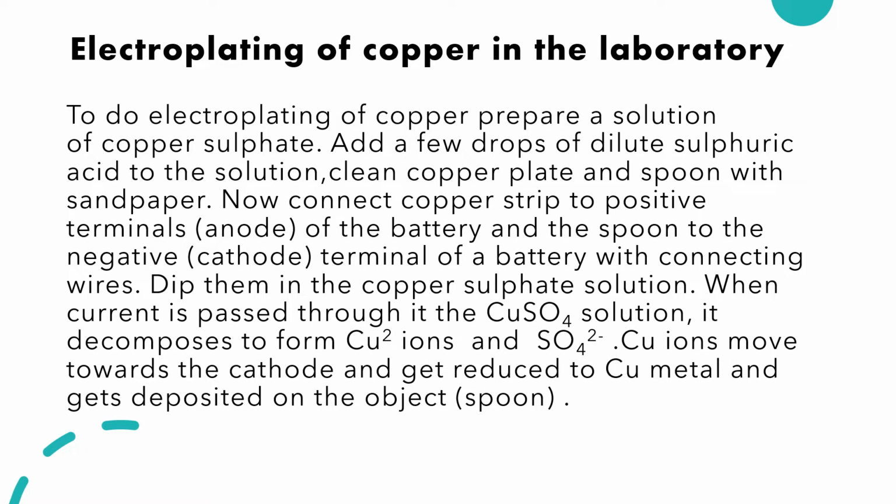So when current is passed through the copper sulfate solution, it decomposes to form copper ions and sulfate ions. So copper ions will move towards the cathode, that is the negative terminal, and get reduced to copper metal and get deposited on the object, which here is the spoon. तो spoon के ऊपर copper की layer चढ़ जाएगी in this way.